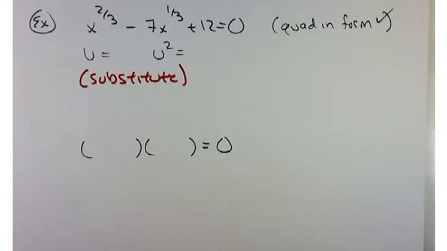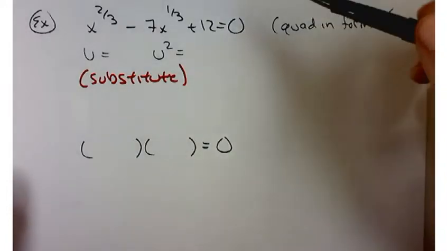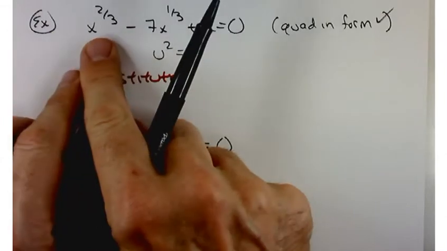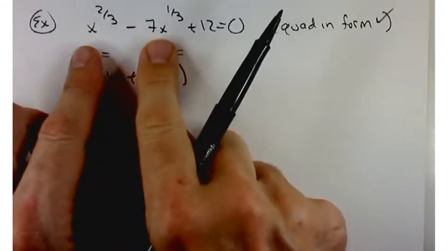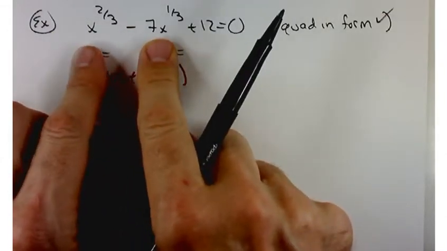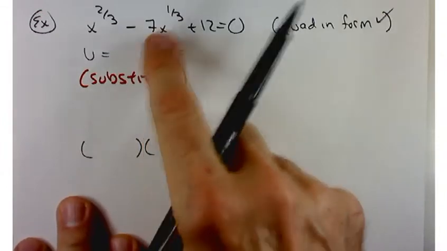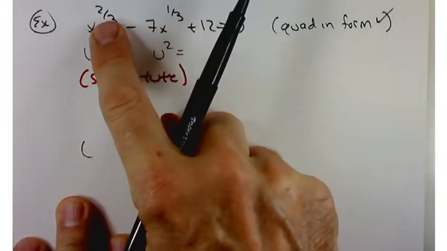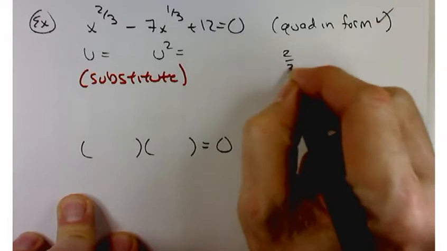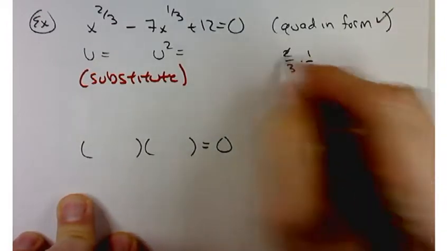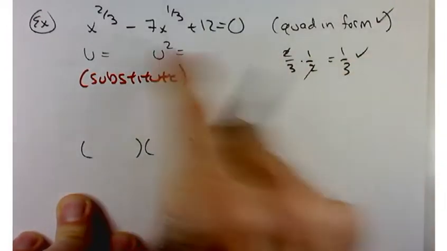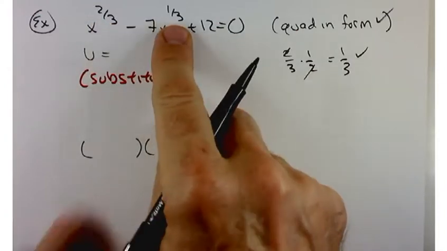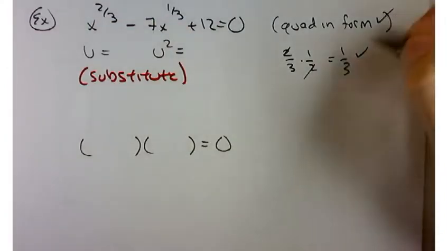So a couple bonus problems for us from section 10.3. The first thing we have to do is check to see if this is an equation that's quadratic in form. It's quadratic in form if this exponent is half of this one. So 2/3 times 1/2, well, those cancel, gives me 1/3. So half of this gives me this. So it's quadratic in form, that checks.